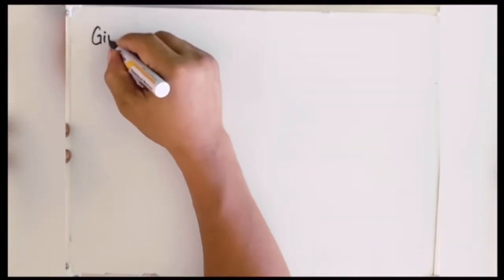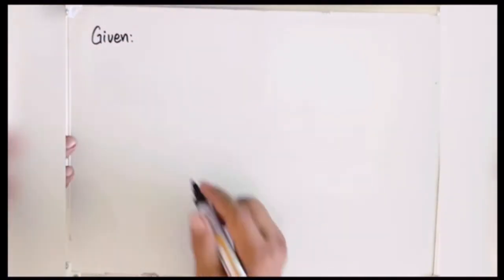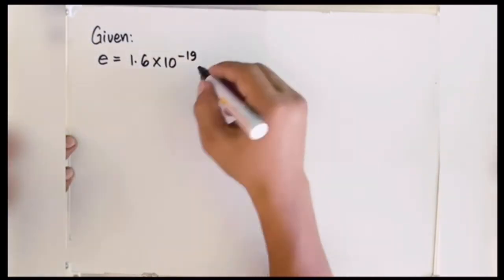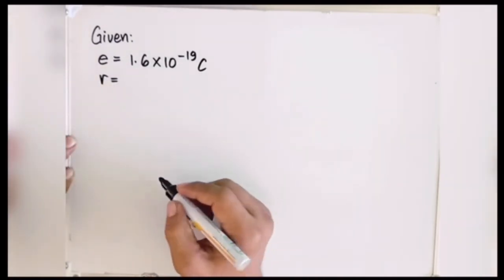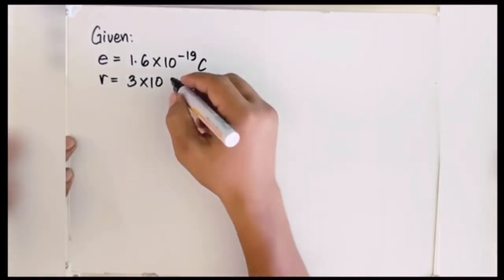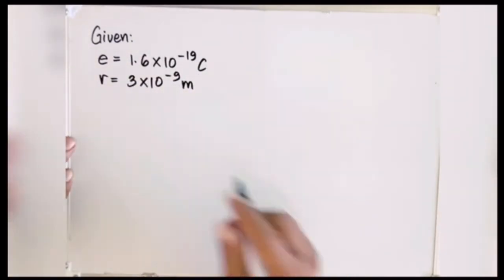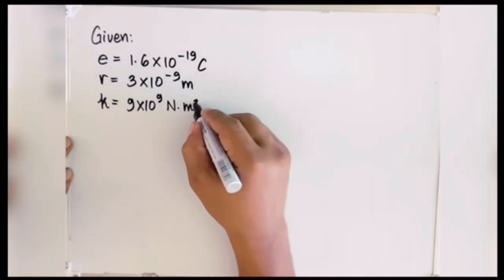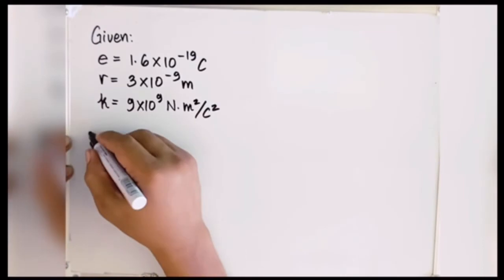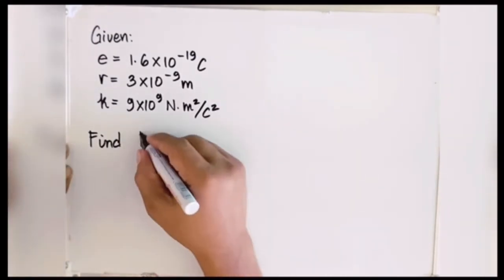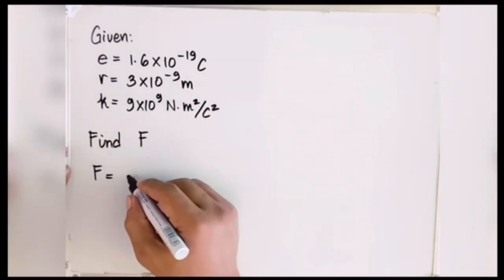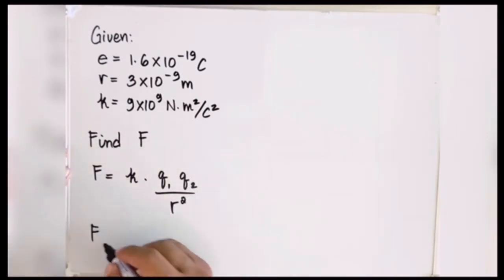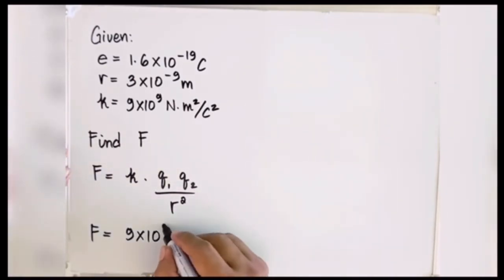And to continue, we will write the given. So the given values are the elementary particle value, which is 1.6 times 10 raised to the power of negative 19 coulomb, and the separation distance between the two nucleus is 3 times 10 to the minus 9 of a meter. And our K constant is always 9 times 10 raised to the power of 9 Newton meter square over coulomb square. Find the value of the attractive force, or the repulsive force rather.